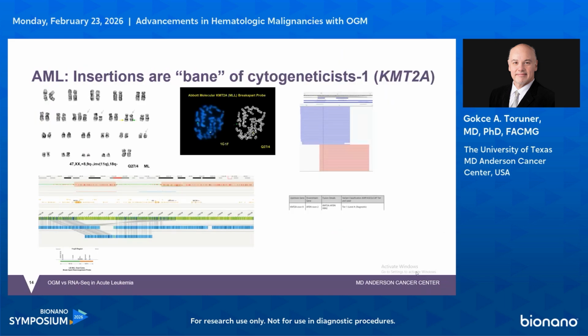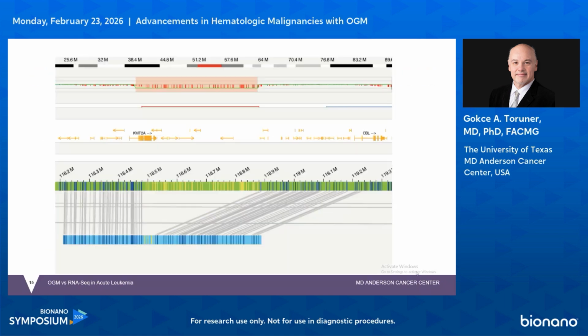Another thing is insertions. They are the bane of cytogenetics, very difficult to ascertain. In this case, we got a FISH finding. We have one green, one fusion pattern, which may be compatible with a KMT2A rearrangement. And we have a definite KMT2A rearrangement by the RNA-based fusion assay. But the initial look at OGM data confounded us. But when we look at the data in detail, we are seeing some yellow stripes which were not aligned.